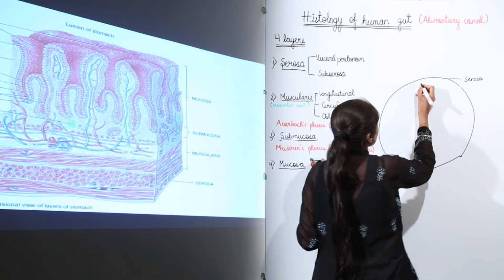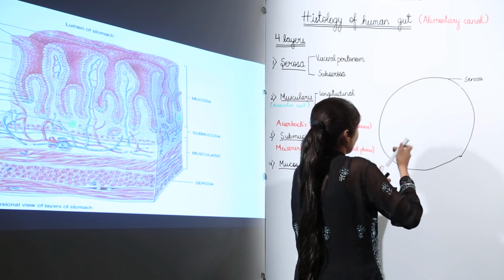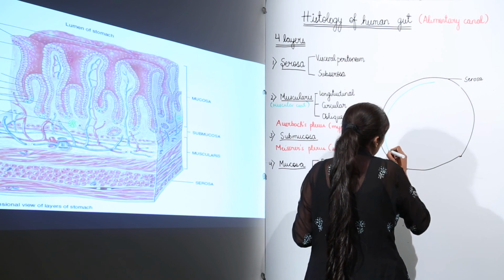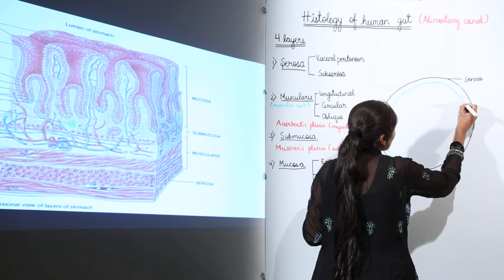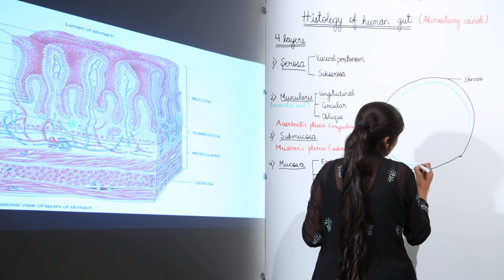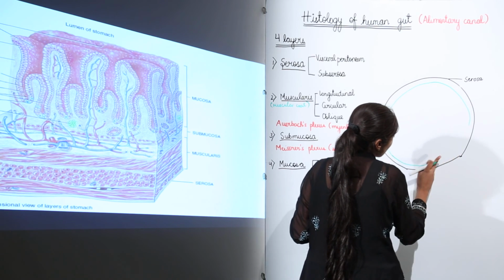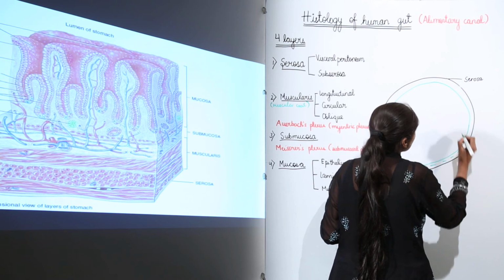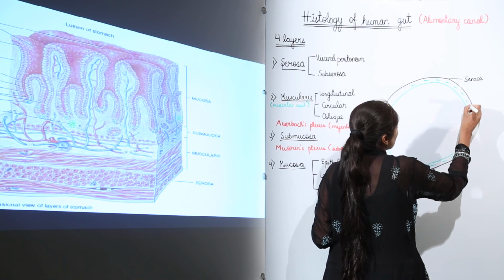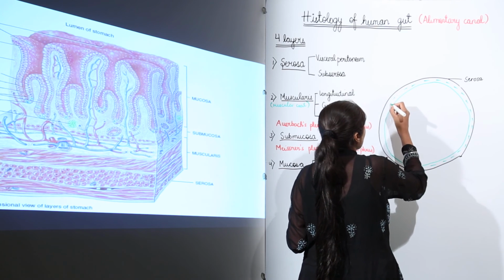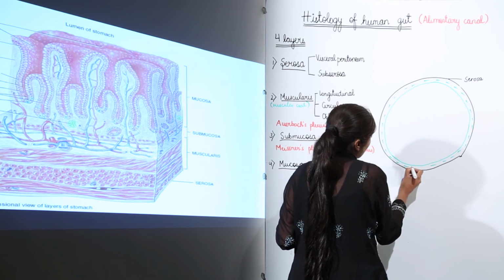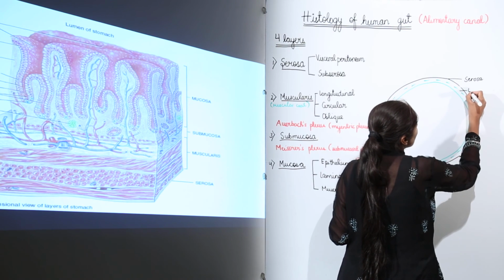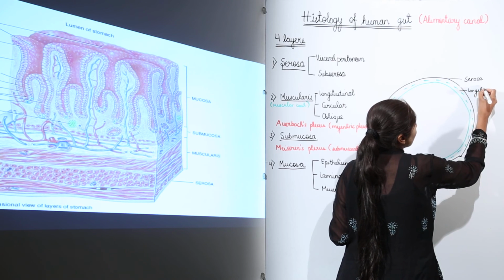So I am going to draw here with a different pen. Here we have which layer? Firstly we have the longitudinal muscle layer, right? We have a longitudinal muscle layer. So you can just draw this like this, longitudinal muscle layer. So we'll just label this. This is the longitudinal muscle layer.